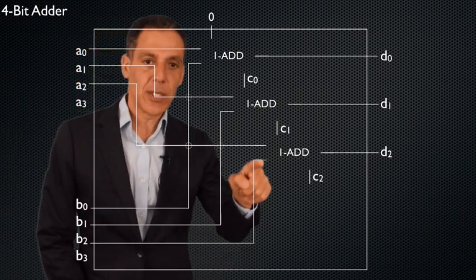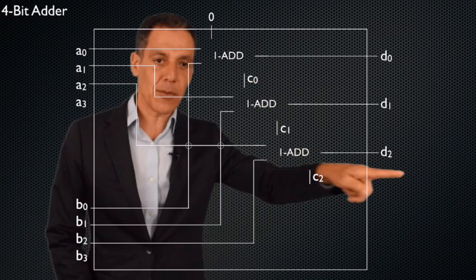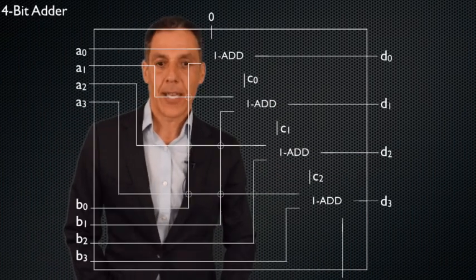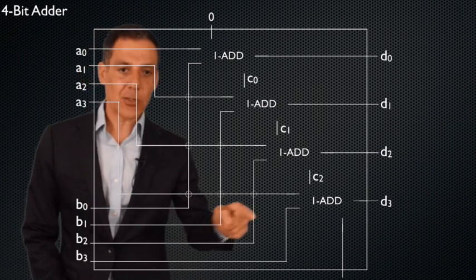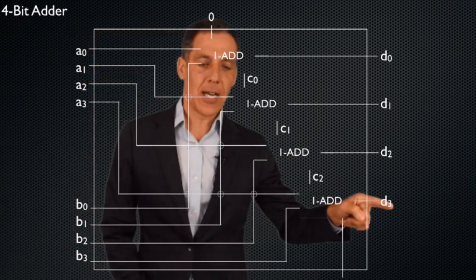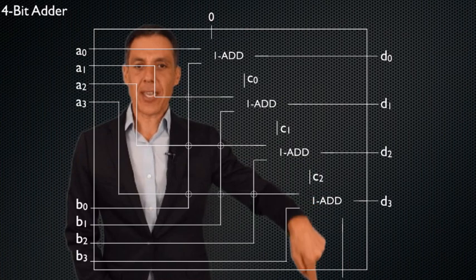Here is B2, into the adder, carry in, carry out. My next sum is right there. And now we're almost home. We got the last one right here, and we got the last sum. What do I do with the carry out?